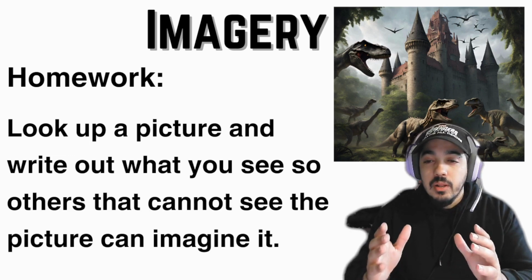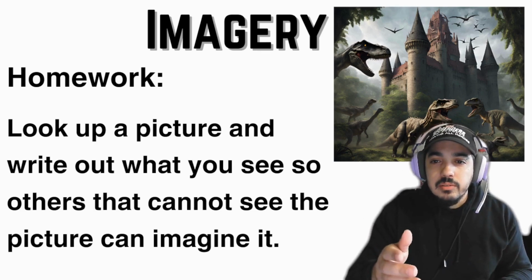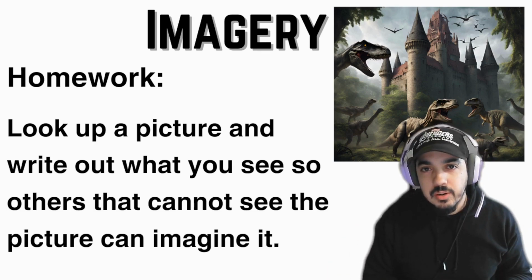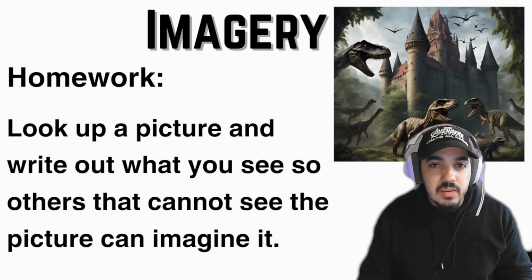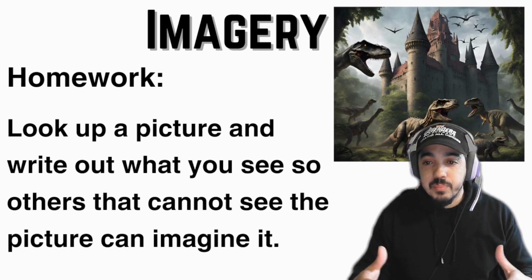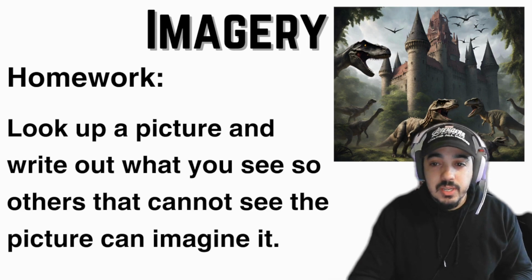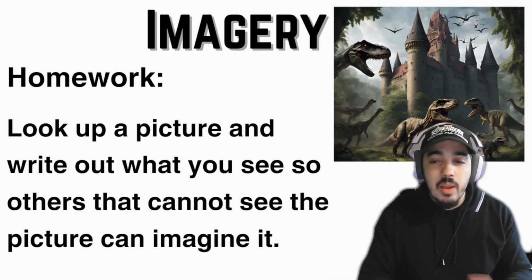But anyway, so in the description right here, I want you down below in the comments, write some imagery about this picture here, okay? It's a castle with dinosaurs. How would you describe the scene for somebody who cannot see the picture? Let's say I'm trying to make this a podcast, and someone can't see the picture, but I see it. How would you describe it? So comment below what you think.